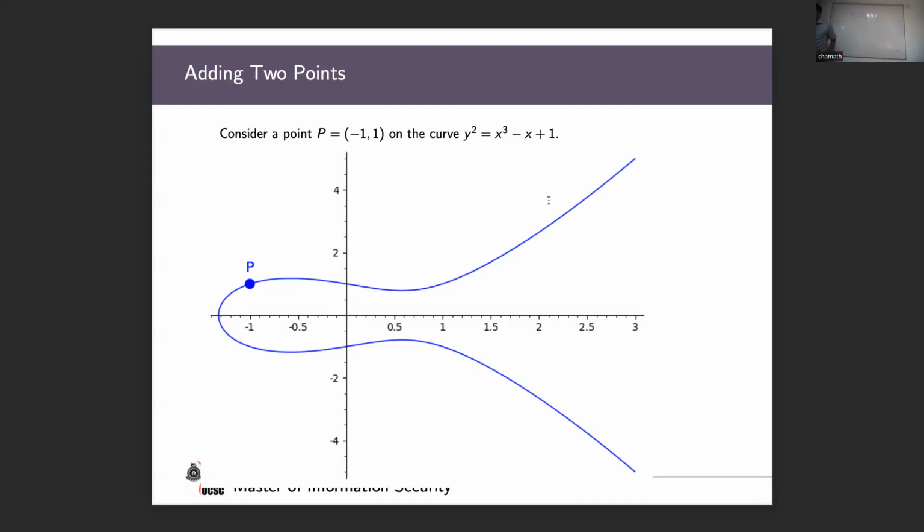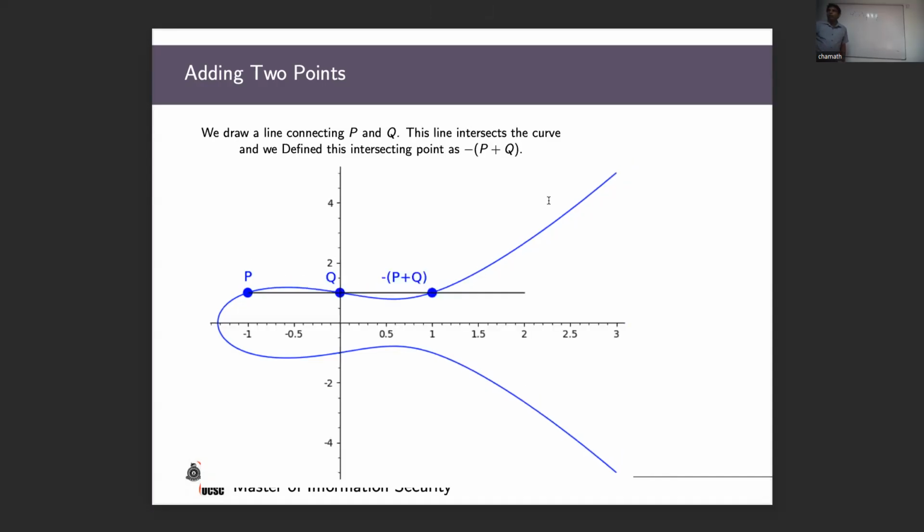So we have seen that when we do public key cryptography, we have used a group, mod P group, right? Here again, we can define a group. There are simple rules. We can take a point P on the curve and another point Q on the curve. Then we can add them together, right?